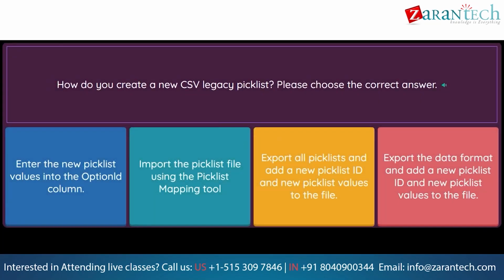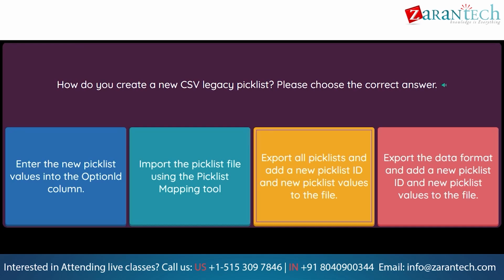Question: how do you create a new CSV legacy pick list? Please choose the correct answer. Option 1, enter the new pick list values into the option ID column. Option 2, import the pick list file using the pick list mapping tool. Option 3, export all pick lists and add a new pick list ID and new pick list values to the file. Option 4, export the data format and add a new pick list ID and new pick list values to the file.